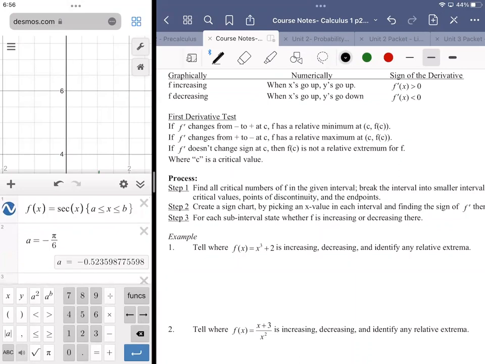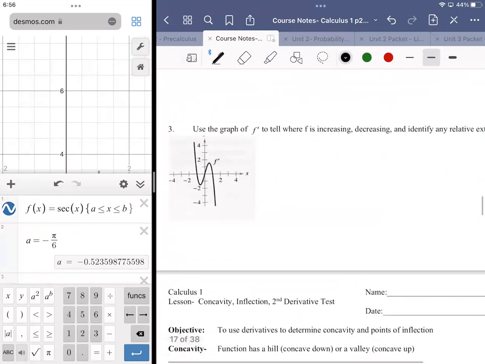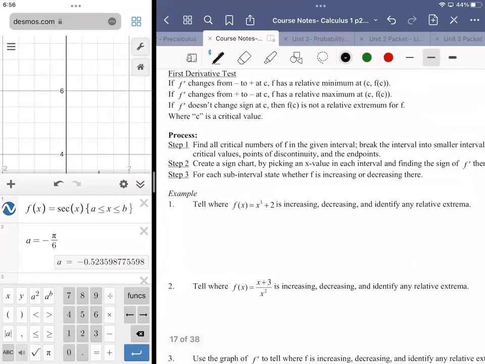All right. So find all critical values, and break the interval into smaller intervals based on the critical values, points of discontinuity, and endpoints, if there are any endpoints. Now you see in each of these cases, well, at least in the first two, the third one's kind of weird, but in the first two instances, I didn't restrict the domain.